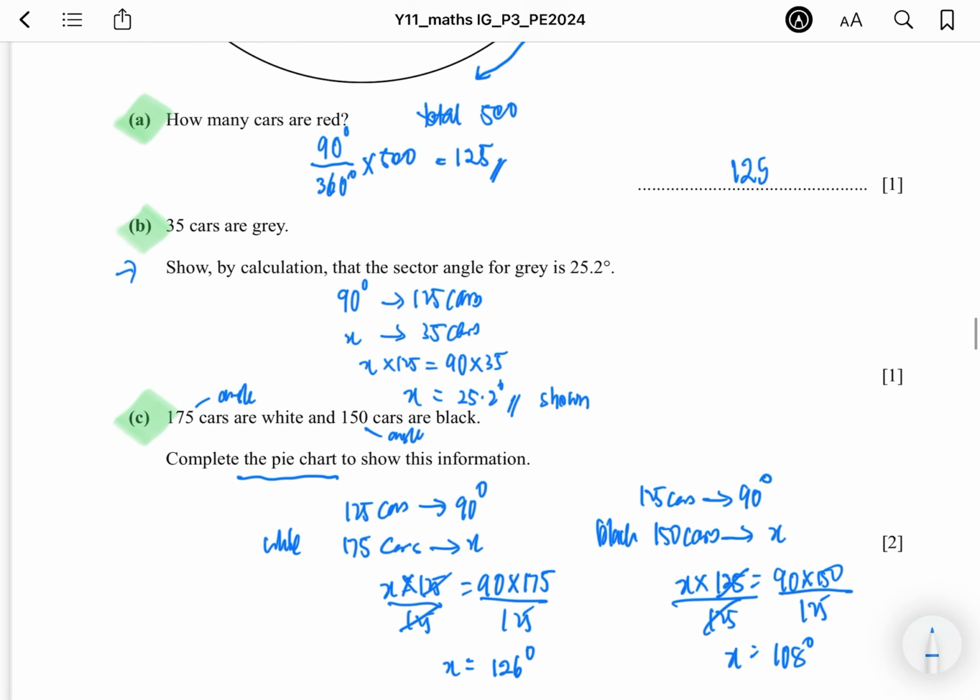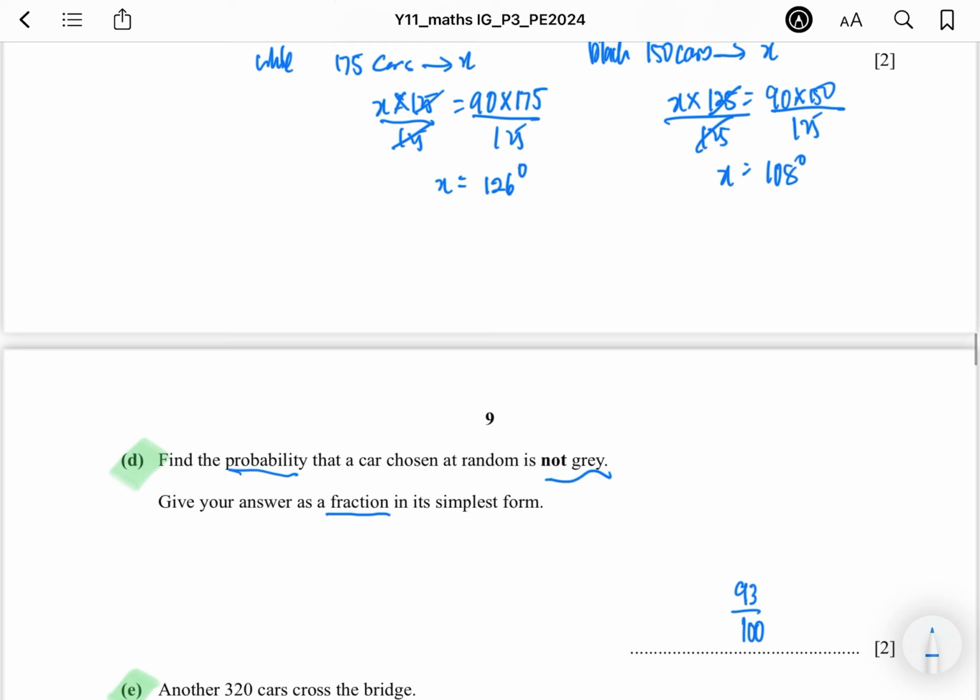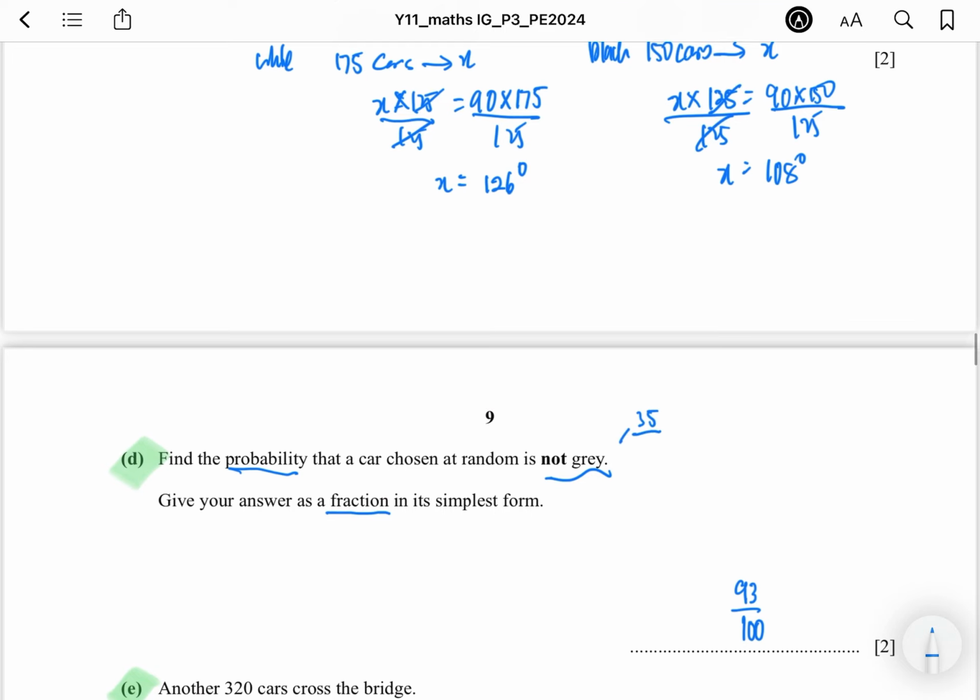Gray is 35. So 35 over total 500. Okay, if it's gray, that means if it's not gray, it would be 1 minus 35 over 500. Okay, you use your calculator and you get 93 over 100.